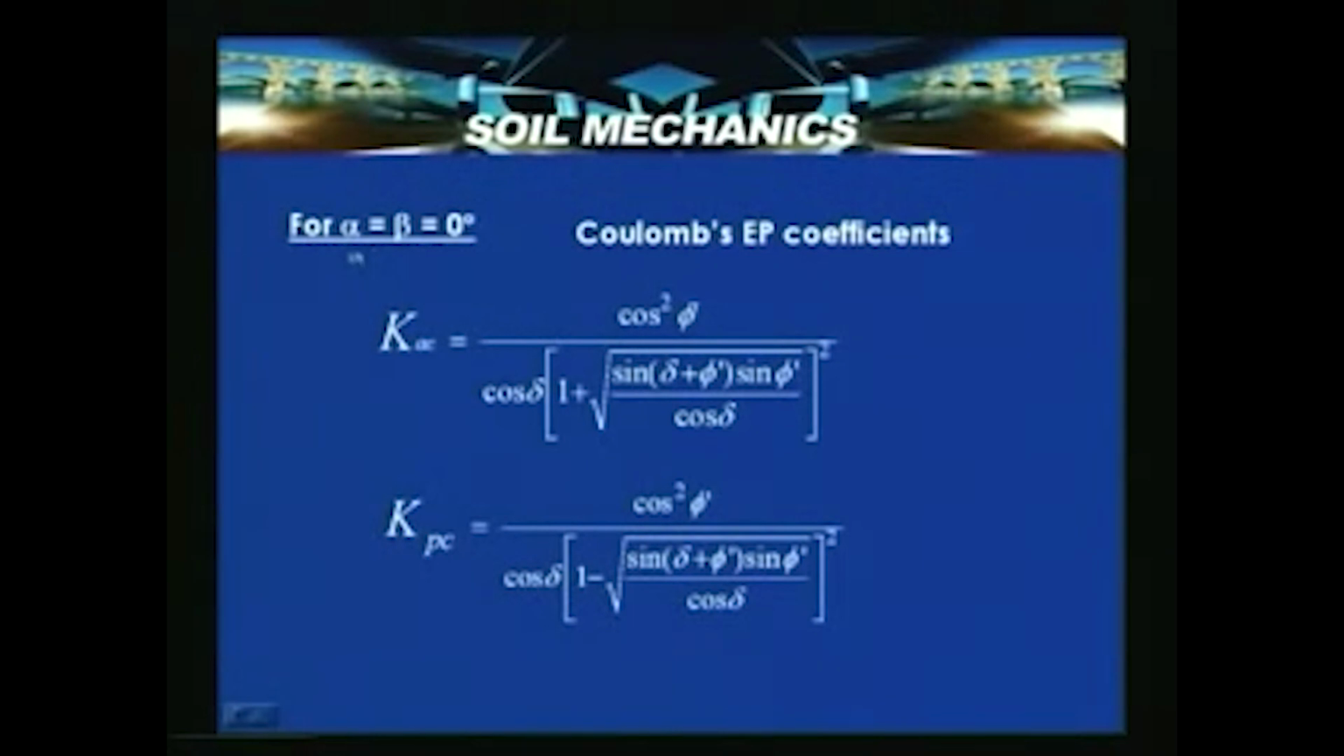For a special case where alpha is equal to beta is equal to 0, but with delta wall interface, these are the Coulomb's earth pressure coefficients which are given here, and here phi dash is indicated as the drained interface friction angle.